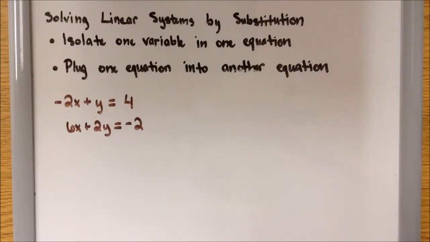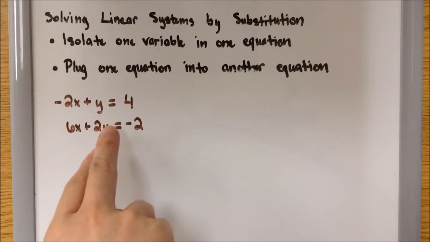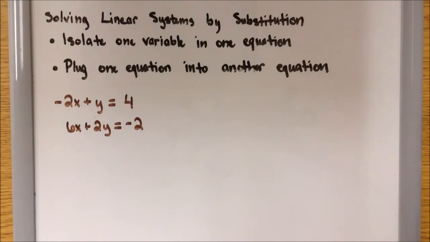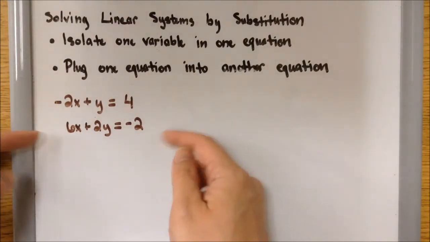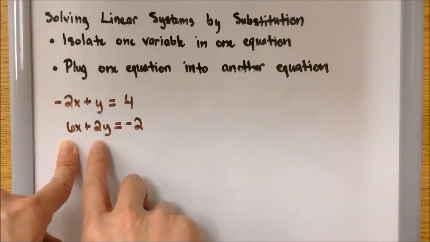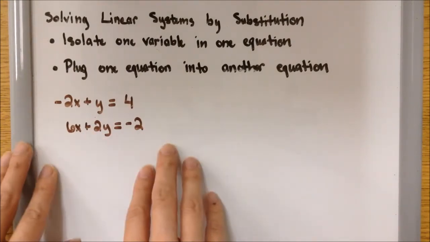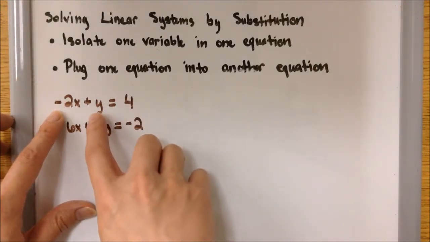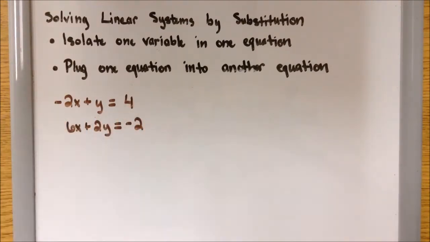Alright, in this example we have negative 2x plus y equals 4 and 6x plus 2y equals negative 1. Now when it comes to substitution, if you have to use substitution, I always look for the one that has the variable by itself, meaning an invisible 1. So if I'm looking at these two, in the second equation I have a 6 in front of x and a 2 in front of y. So I'm not going to use that one first. But in the first equation, I see there's a negative 2 in front of x, but there's an invisible 1 in front of y. So I'm going to use the first equation.